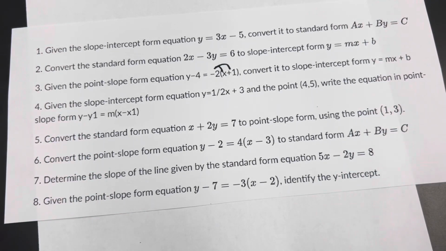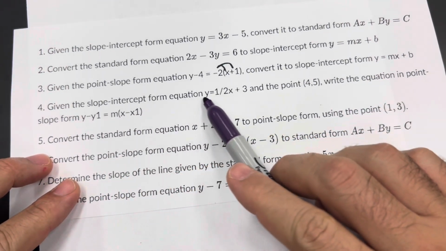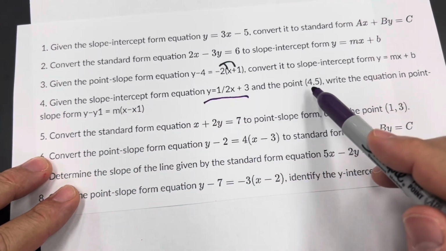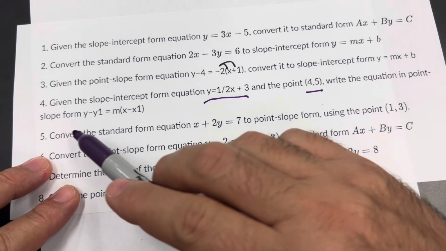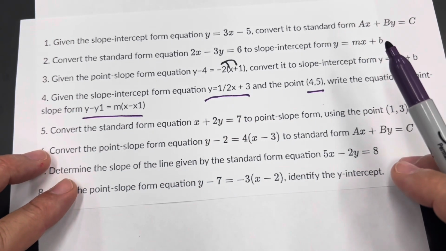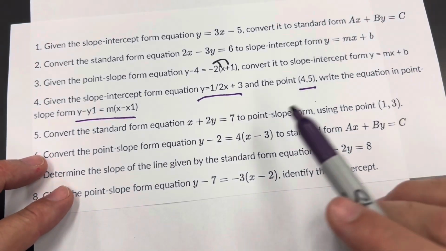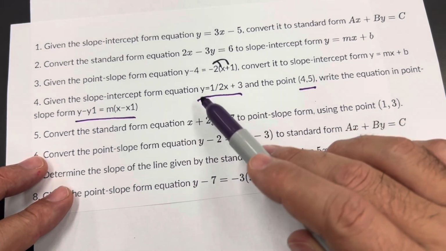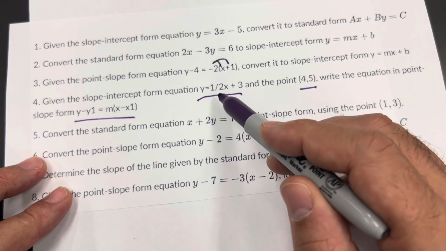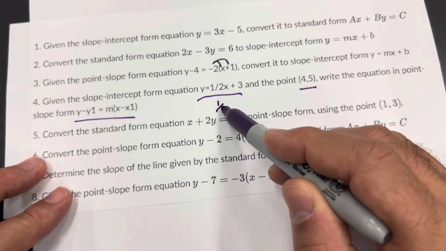Now it's a little different. It says, given the slope-intercept form, we have this, and the point, we have this, write the equation in point-slope form. We have to write it in this. So here, from here, the only thing we need is the slope. The slope is m x, remember, so the slope is 1/2.